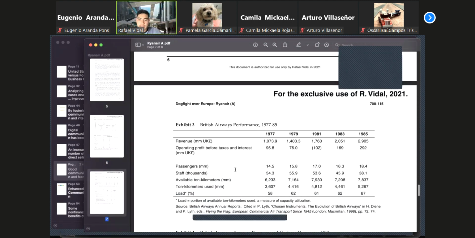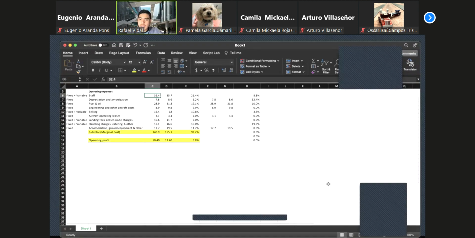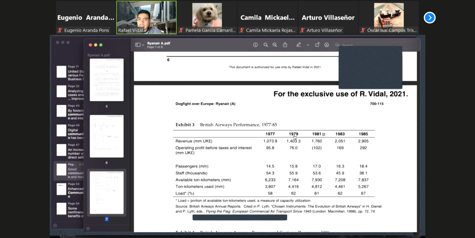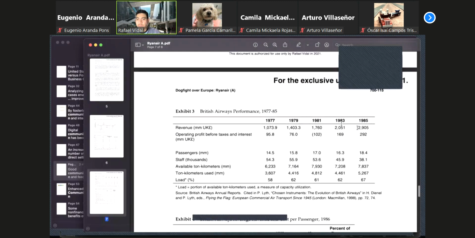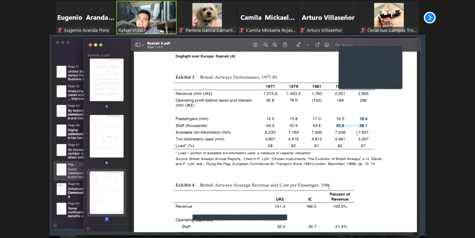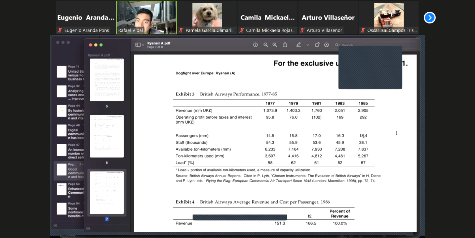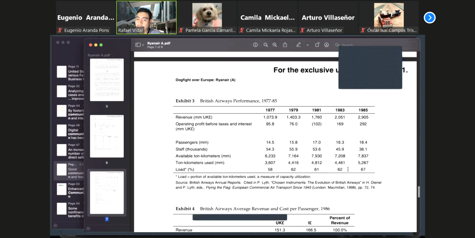And I'm going to copy this table just for passengers and staff, because I want to know if we have 78, 79, 81, 83, 85, and we need 86. If you don't want to do extrapolation, you can say this is the productivity because it's near to 86, right? We can just divide this over this and we have the productivity, and we can assume the productivity for 86 didn't change that much from 85 to 86.